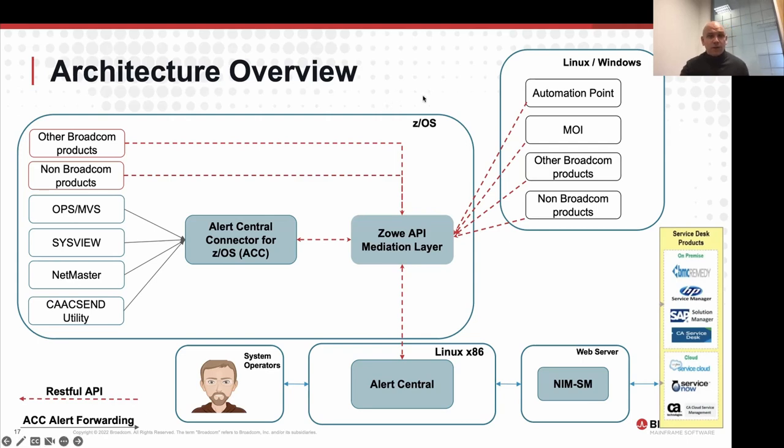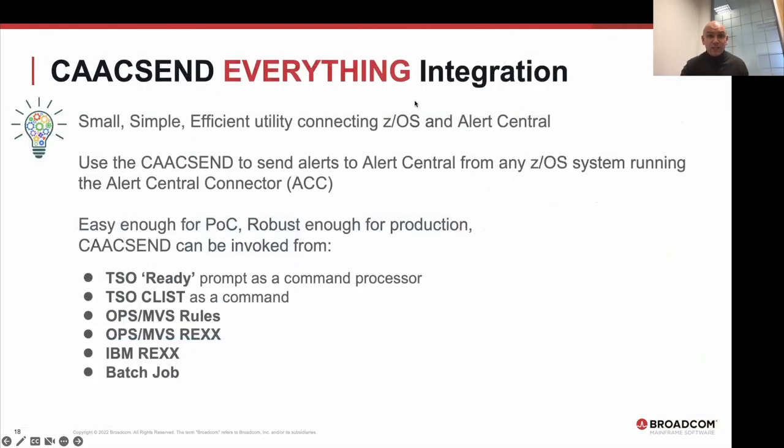So a key mainframe functionality recently delivered that works alongside ACC is a very efficient utility called CAAC Send. And I'm just calling it out now because I think it's particularly neat. It's a Swiss Army knife for enabling existing mainframe tools to send alerts to Alert Central. It supports TSO, Batch, IBM, and OpsMVS REXX and OpsMVS rules. And it's easy enough for proof of concept and robust enough for production. So if you have mainframe applications, if you have operating tools that you want to send alerts from, you're not sure how to, there's several ways, and this is one of them.